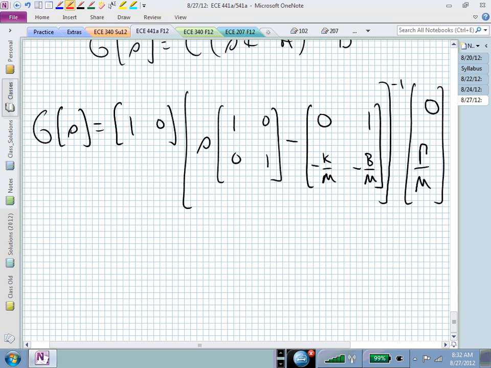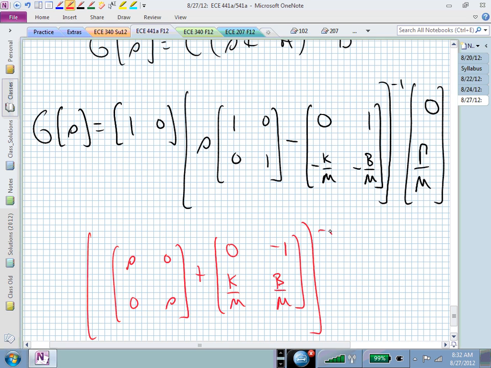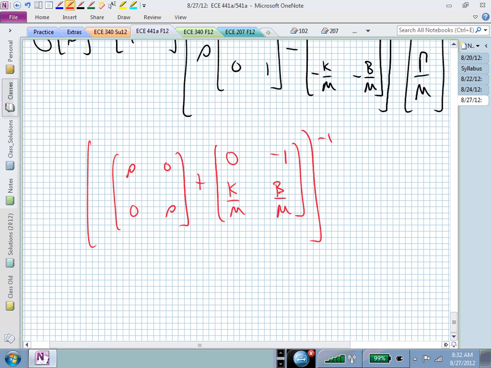Let's just look at how easy this is. Well, let's just do it at least once. Now the S times the identity matrix is going to be S, 0, 0, S. So let me just do the inverse first. Let me push that negative sign into the second matrix, and I now have 0, minus 1, and I have a K over M and a B over M. And I want to now invert that.